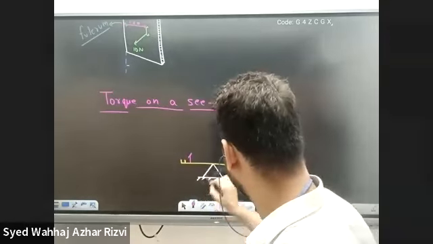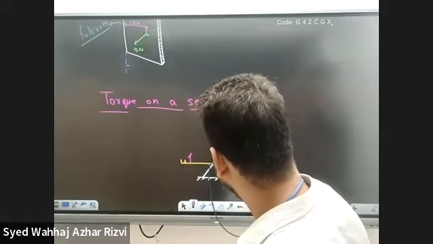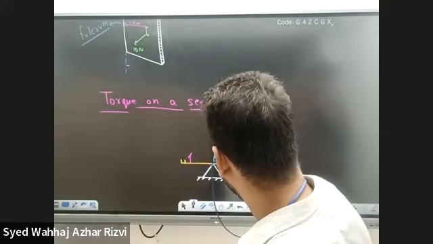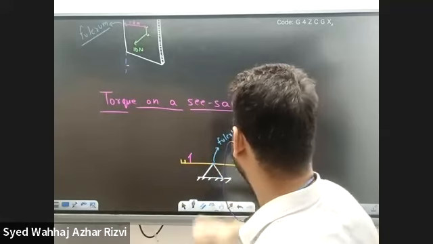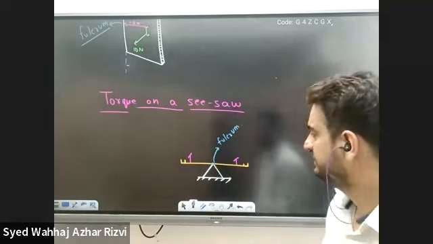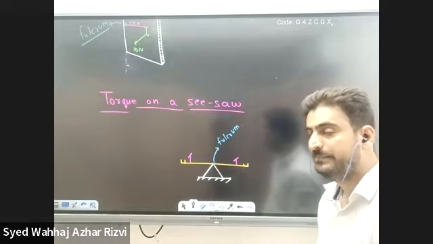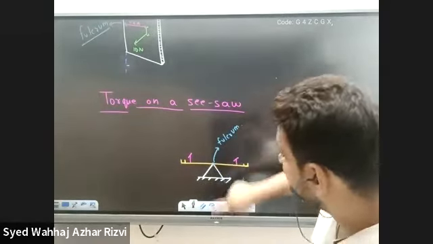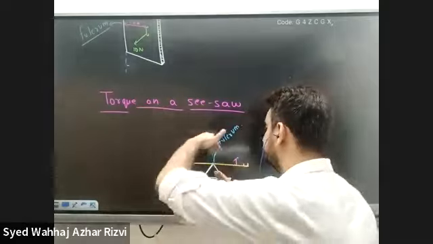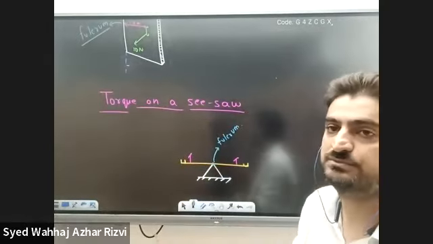Now, what do we call this point? What is this point known as? This point is known as the fulcrum, right? Because there would be turning about this point. The whole thing would be turning about this point. This is the point which will not move.